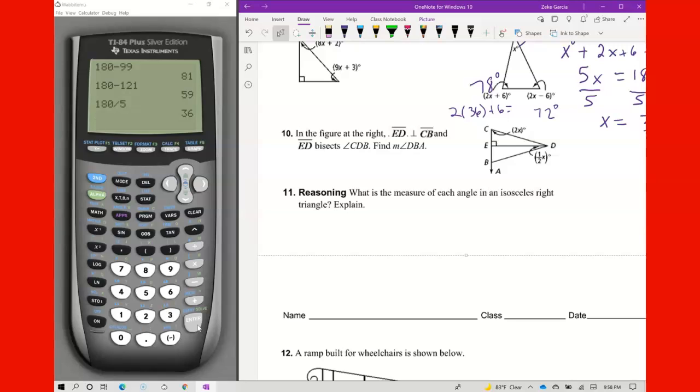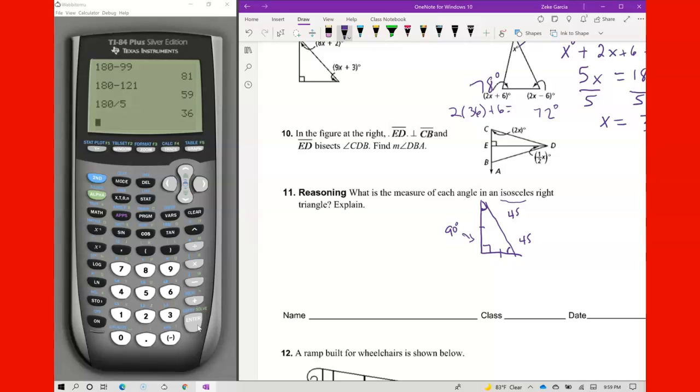Number 11, the measure of each angle in an isosceles right triangle. The word isosceles means that two sides of a triangle are congruent. So you have a right triangle and you have this side that's congruent to this side. So that means that this angle, and it's not drawn to scale, and this angle are both congruent, and this is 90. So if this is 90 degrees and the remaining angles have a sum of 90, then they have to be 45, and this one has to be 45.